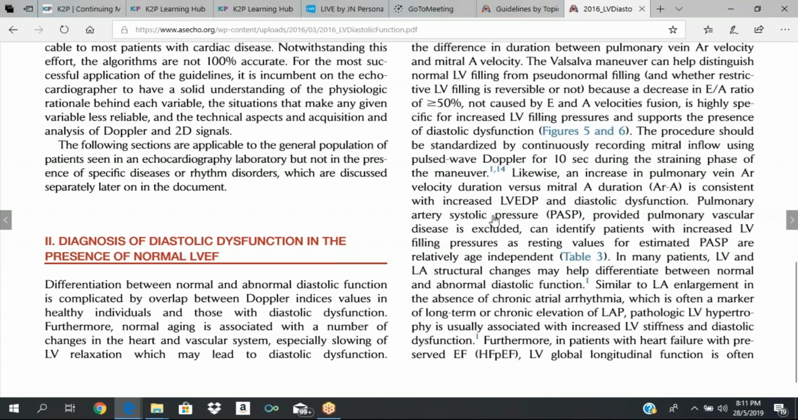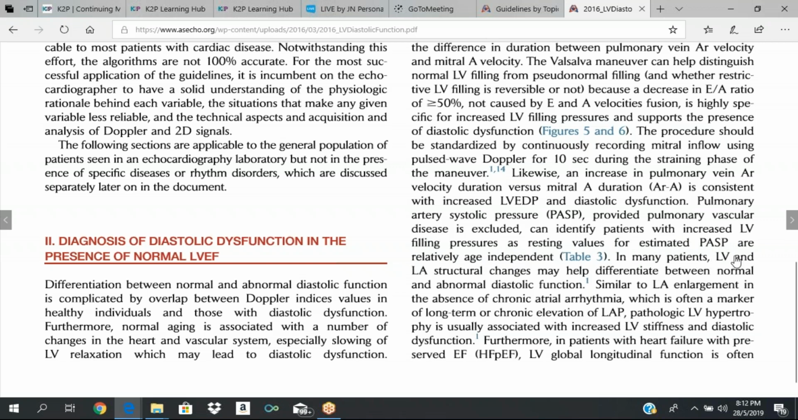So pulmonary artery systolic pressure, that is when we measure the TR velocity, provided pulmonary vascular disease is excluded, can identify patients with increased LV filling pressures. Because when the LV filling pressures get greater, the pulmonary pressure is going to get greater, as resting values for estimated pulmonary artery systolic pressures are relatively age independent.